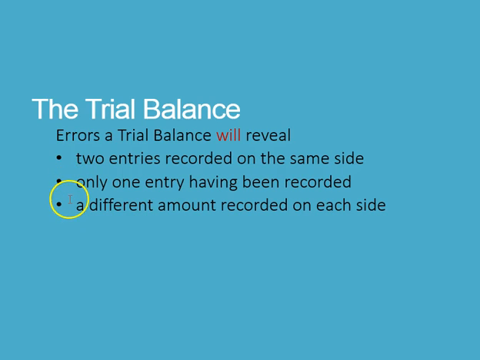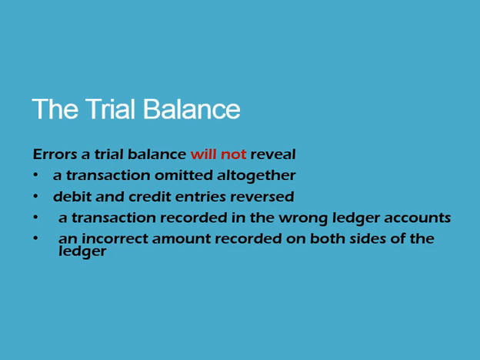They're pretty good. And then if a different amount has been recorded on each side, you can track that through your trial balance. It's not a foolproof system though, so errors a trial balance will not reveal is if a transaction's been omitted altogether. If we just haven't recorded it, then obviously it's not just had a credit or just a debit entry, it's just not in there, and so everything will balance. It's just that it won't reflect exactly what's happened.